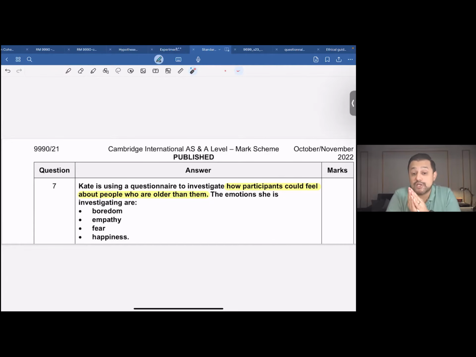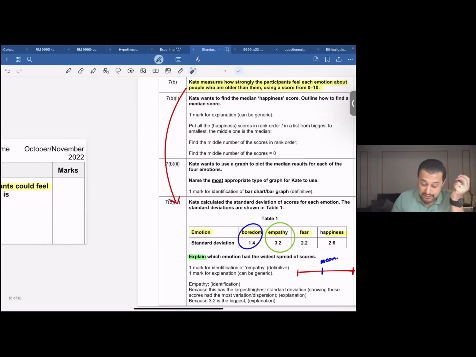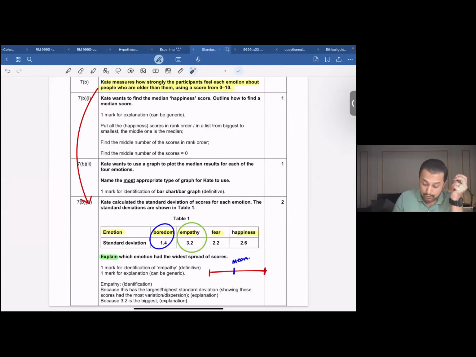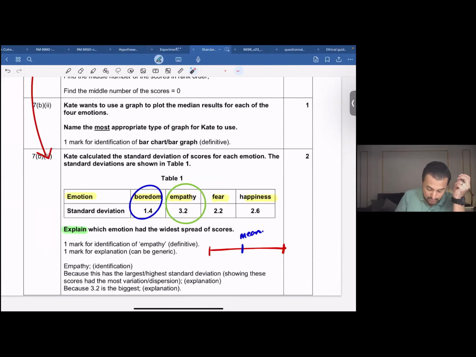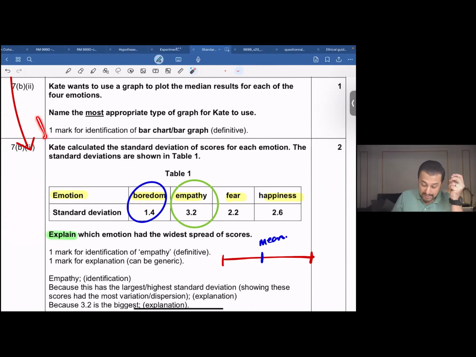Kate is using a questionnaire to investigate how participants could feel about people who are older than them, right? The emotions she is investigating are 4. They're boredom, empathy, fear, and happiness. Kate measures how strongly the participants feel each emotion about people who are older than them using scores from 0 to 10. If I quickly move on to the question on standard deviation over here, it reads, Kate calculated the standard deviation of scores for each emotion. The standard deviations are as below.